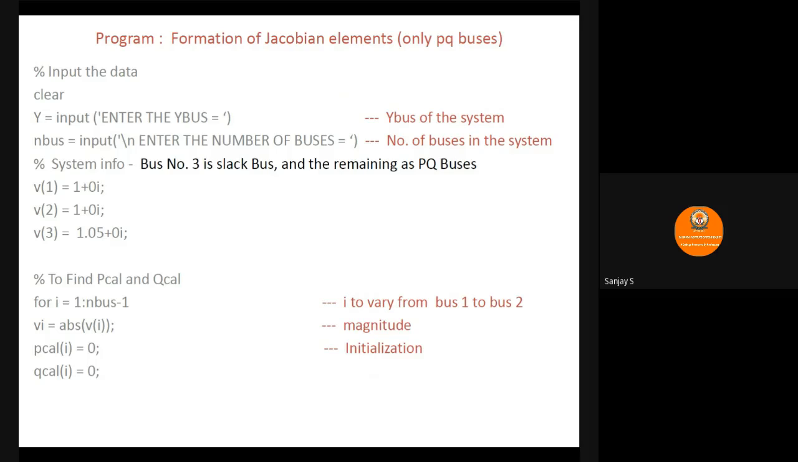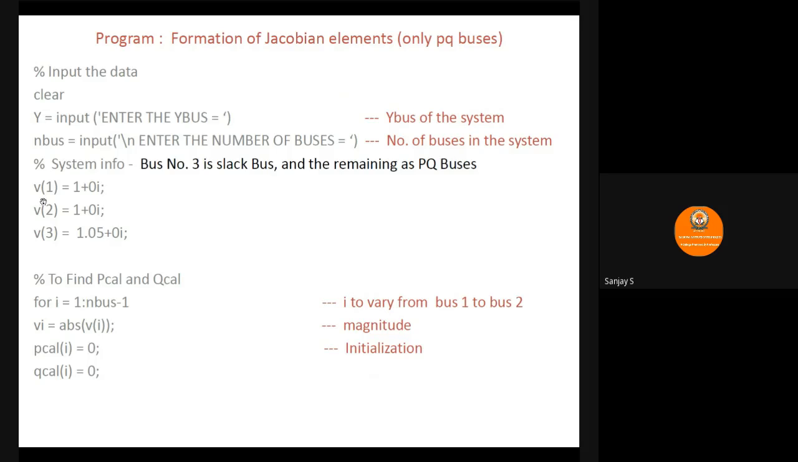Then this particular program is taken up for a particular problem or particular network. It's not in general form. This is another approach wherein you can straight away write the program for a particular problem instead of prompting the input. So this approach is followed here. So from the system, we get to know that bus number 3 is slack bus, remaining are PQ buses. As I told you earlier, in this particular case we are not prompting for this data. Straight away we are taking it and using it.